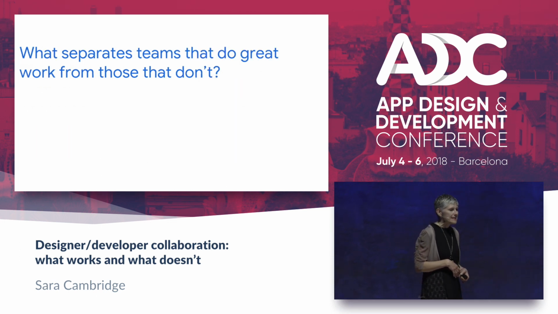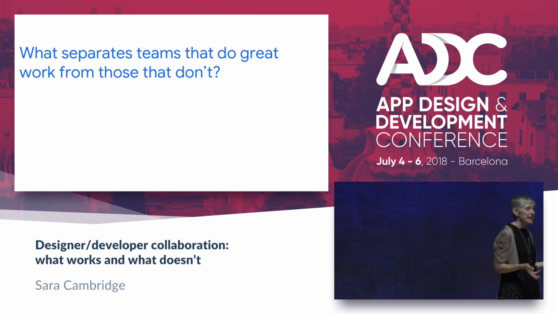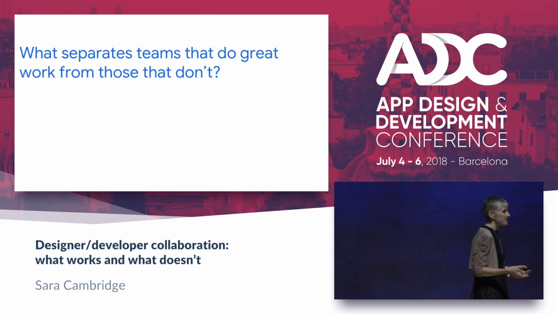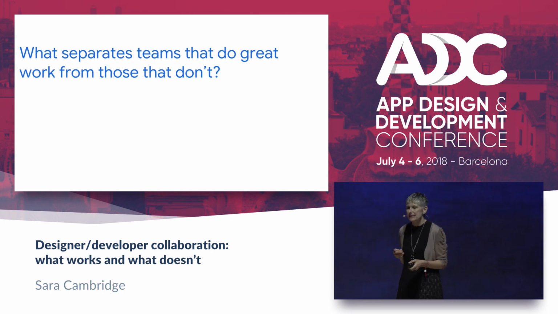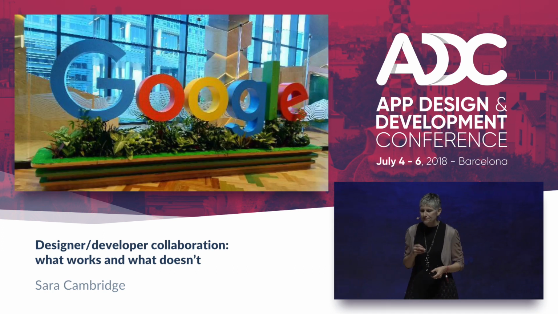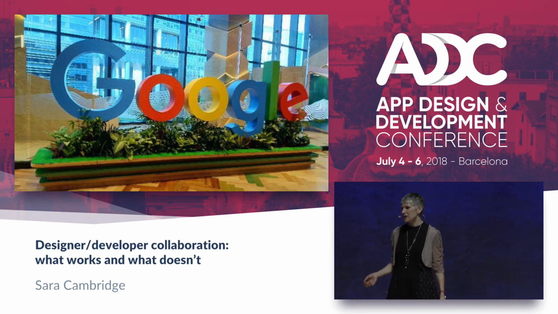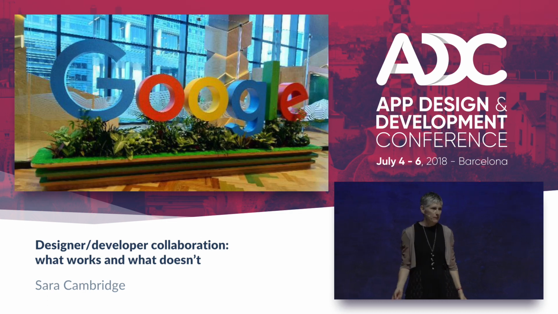My next question is, what separates teams that do great work from those that don't? I'm sure you all have a few things in your head that pop up, like, oh, I bet I know what this is. I think it's this. So this was a Google research effort that started in 2012 called Project Aristotle. They looked at 180 teams across Google. They interviewed hundreds of people.